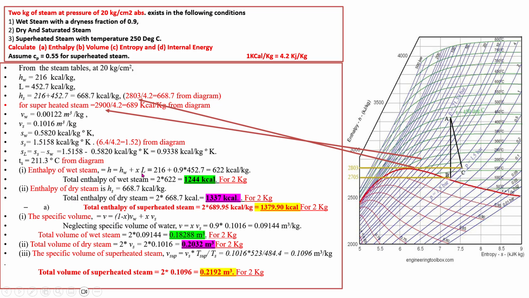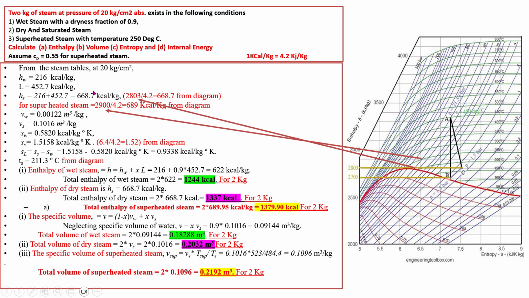Then the enthalpy of wet steam will be how much? HW plus X into latent heat, 0.9 into latent heat. Latent heat is 452.9 plus your sensible heat, that is 216. So this will give you the enthalpy of wet steam. The total steam is how much? Now 2 kg, so you have to multiply it by 2. That will give you the enthalpy of wet steam, that is 1244 kilocalorie for 2 kg of steam.